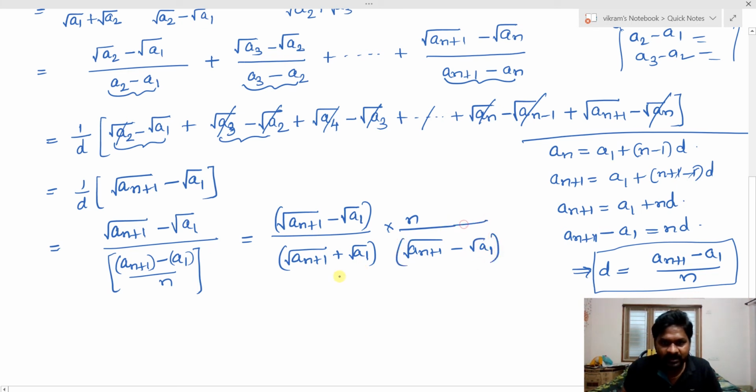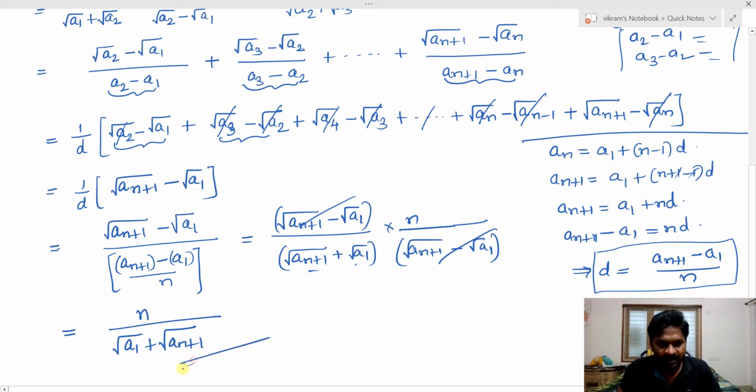So we'll get the denominator in the form of a plus b into a minus b, which is a square minus b square, a n plus 1 minus a1. Then the square root of a n plus 1 minus square root a1 will be cancelled out. Then the resultant is n by square root a1 plus square root of a n plus 1, which is the final result.